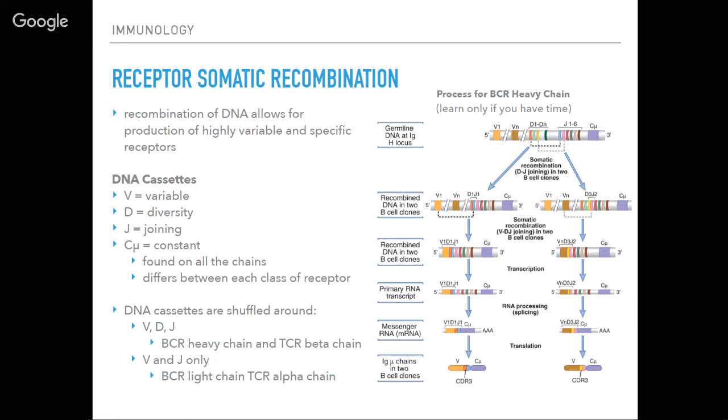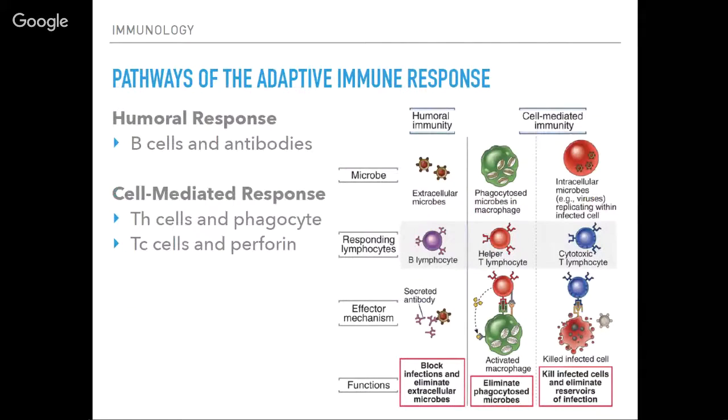There's a C-mu, which is the constant region, and we'll go through that later. Basically, in your B-cell receptor heavy chain and your TCR beta chain, they incorporate V, D, and J DNA cassettes, whereas your BCR light chain and the alpha chain only have V and J. If you have time, you can go through this in detail, but all it basically says is that there's an infection, we need to create receptors. Your DNA is going to shuffle itself around to create the receptor necessary and spit it out. That's it. Now, there's 2 pathways in the adaptive immune system, humoral response and the cell-mediated response.